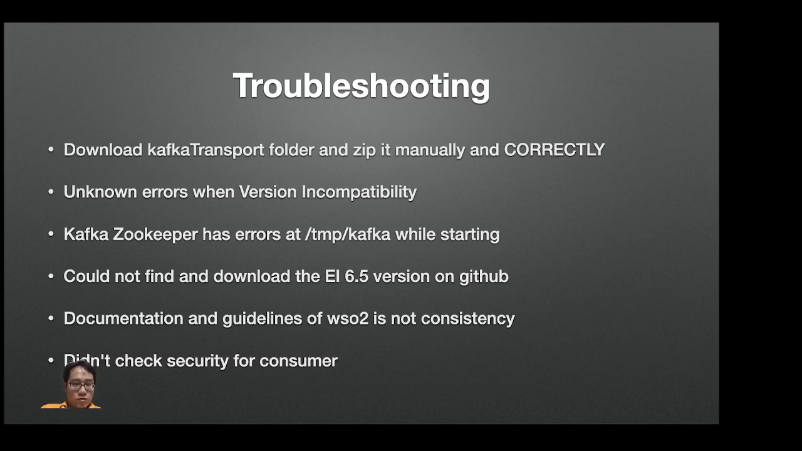I could not find and download the EI 6.5 version on GitHub. On GitHub I cannot find the EI 6.5 file, only the source code. So I don't know where to download it to check with the version, because I only checked it works with EI 6.4. But I believe EI 6.5 will still work this way.